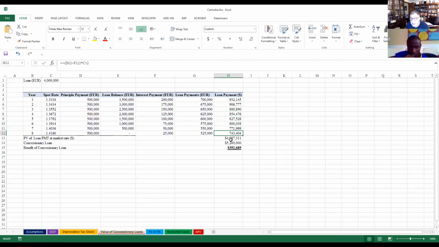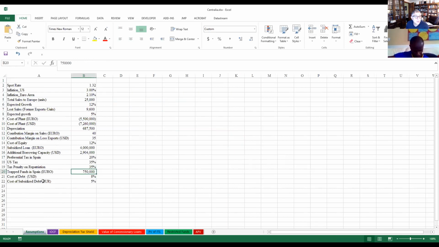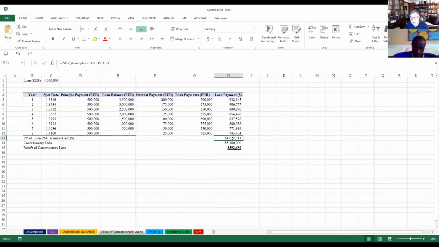Now, at the market rate, which, if we go back to here, market cost of interest is 8%, right? So if you calculate the present value at the market rate, it is 4,887,311. Now, this is the value of the concessionary loan. 4 million times, at the time of borrowing, it was 1.32 exchange rate, right? So the dollar value of the loan is 5,280,000.